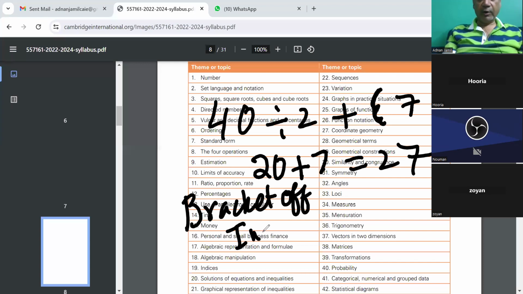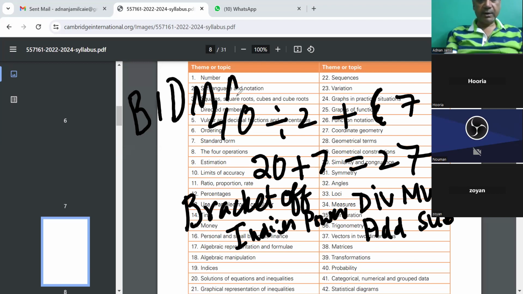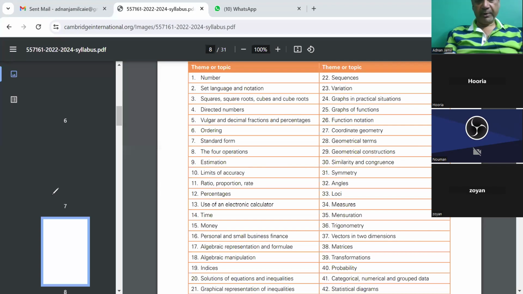Then we solve the indices, any power which is given, that we are going to solve. And then we divide, then multiply, and divide, multiply, then addition, and then at the end it is subtraction. Remember, students, in Pakistan, many students don't know what is BIDMAS. They know what is BODMAS. BIDMAS kya hai? Brackets, indices, that means power, division, multiplication, addition, and subtraction. So these are the four operations.